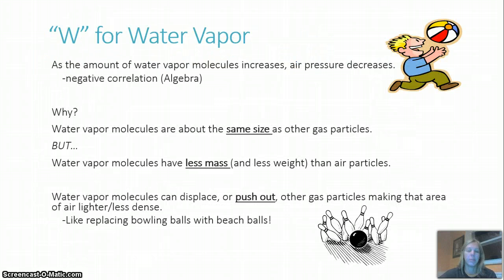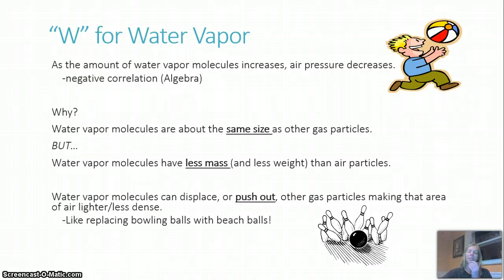W for water vapor. So, key piece of information here, as the amount of water vapor molecules increase, air pressure decreases. So in algebra, we study negative correlations and positive correlations. And this would be a negative correlation. As water vapor goes up, air pressure goes down. As water vapor decreases, air pressure increases. So why does this happen?